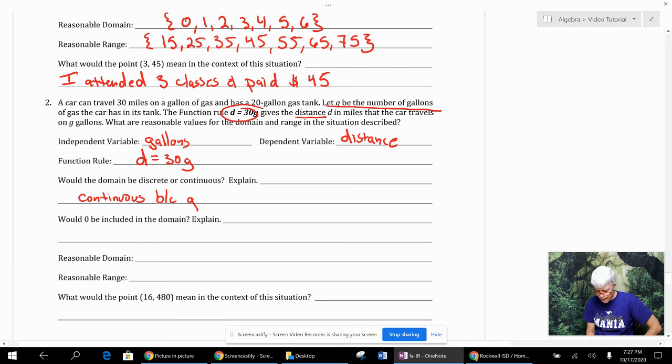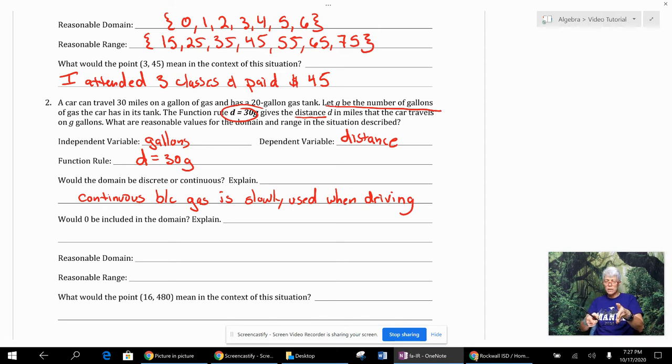because gas is slowly used when driving. It doesn't go one gallon at a time. It goes in increments. It's slowly used when driving, or however else you would want to write that. Remember, we're understanding process, and we know that there's not 2 gallons of gas in my car and then the next moment 1 gallon.